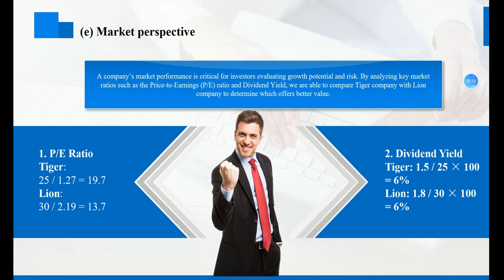The first one is PE ratio. Tiger Company is 19.7 and the Lion Company is 13.7. The second one is dividend yield. Tiger Company is 6% and the Lion Company is 6%.